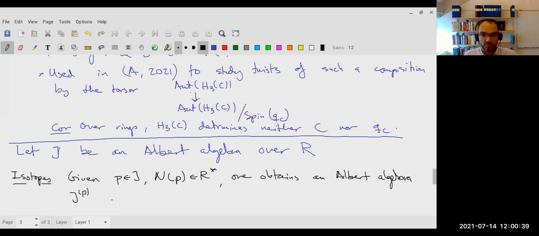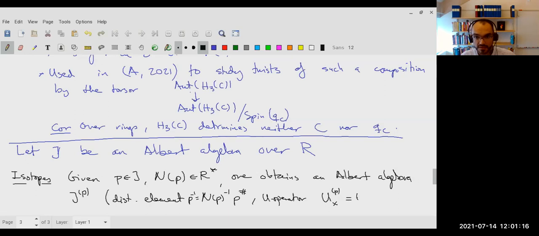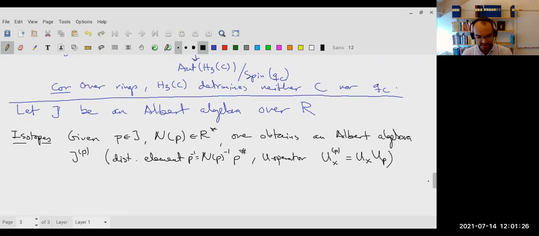So what is this algebra? I need to tell you what the distinguished element is. And the distinguished element is N(P) inverse P sharp. So some distinguished element related to P. And this is also known as P inverse. And the U operator, U_X^P, is just you compose U_X with U_P. So you tweak the operations on the Jordan algebra a little. So these are the isotopes.